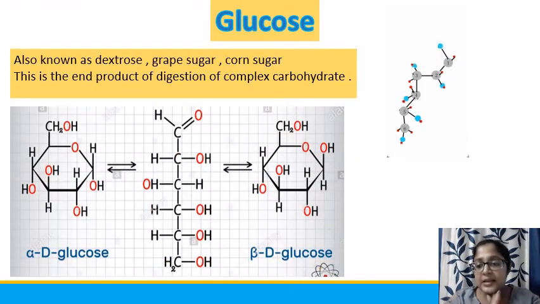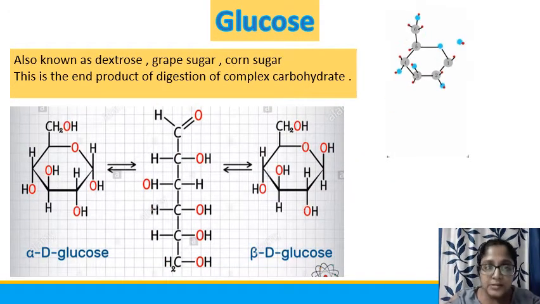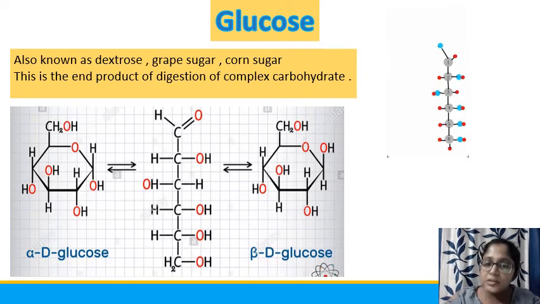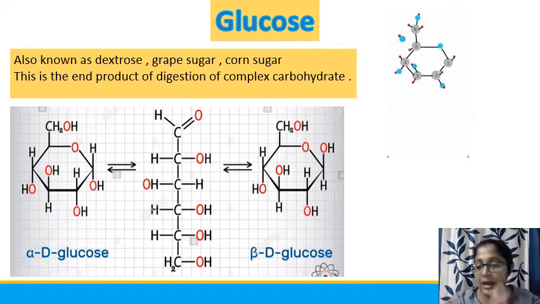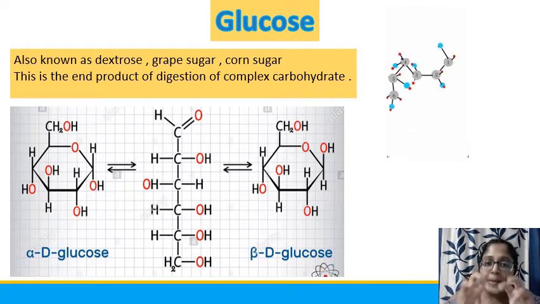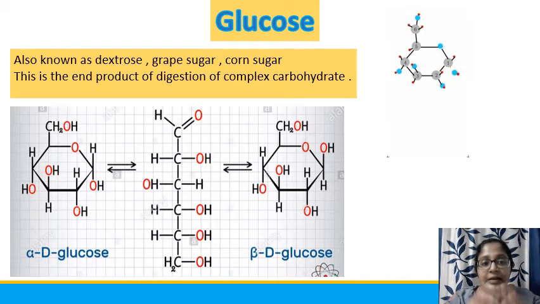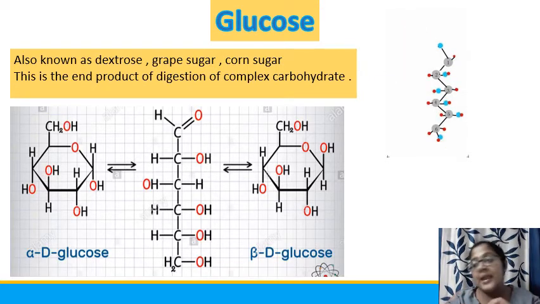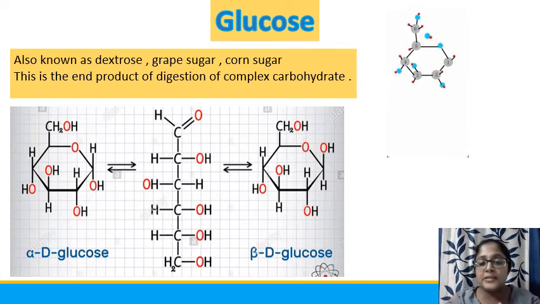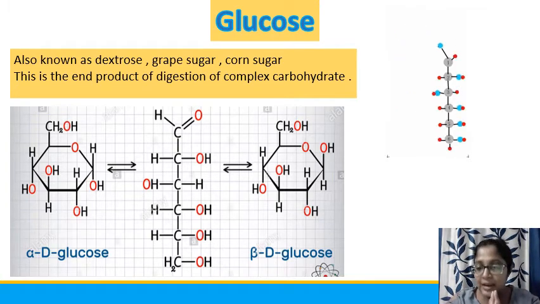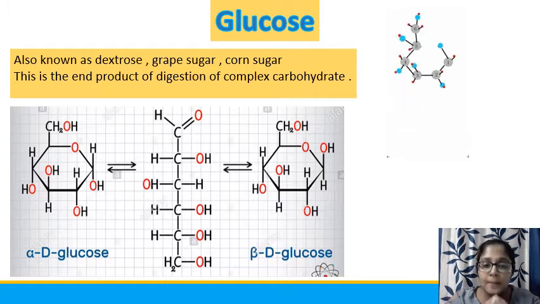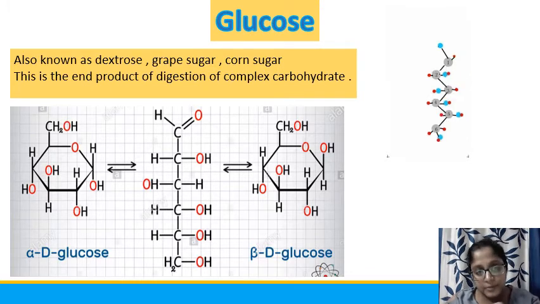So the first hexose that we will learn is glucose. It is also known as dextrose, corn sugar or grape sugar. The other names are very important. And basically all complex carbohydrates lead up to glucose as the end product. So any digestion of complex carbohydrates leads up to glucose as the end product, and glucose is a compound which is very easily absorbed by your blood. As it is a monosaccharide, it can directly move into your bloodstream.